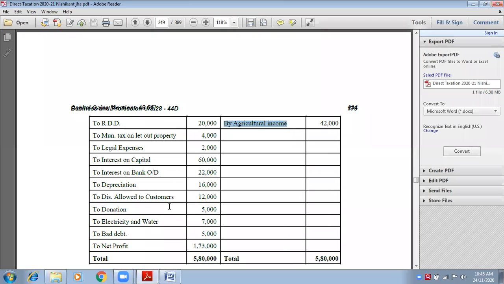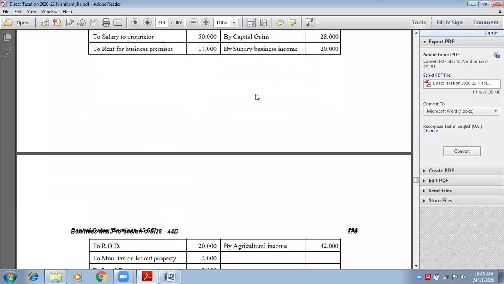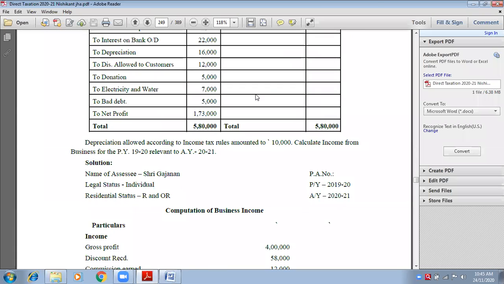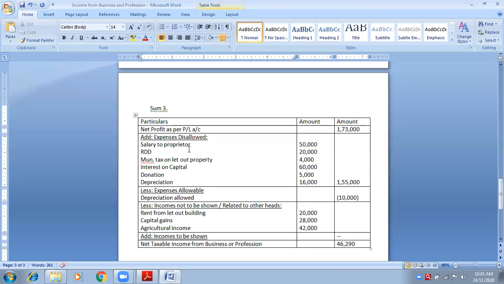Tell me, credit side is done. Is credit side done? Yes, ma'am. Okay, credit side is done. Can you tell me what is given in the adjustment? Is any adjustment given on the income? No. Then only credit side has to be focused.